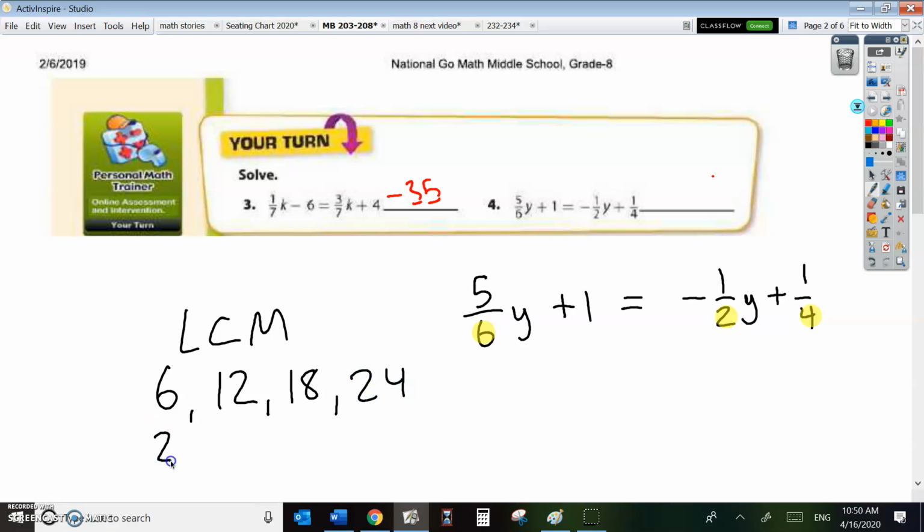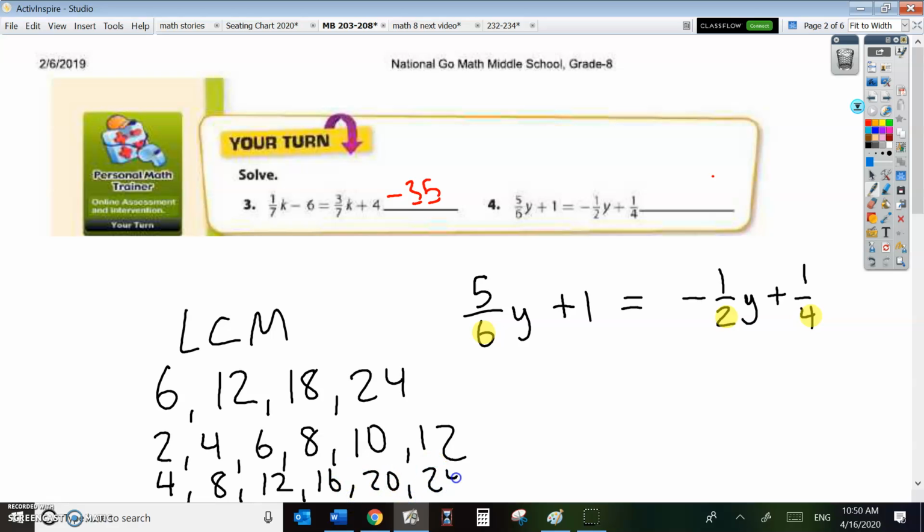Count by 2's. 2, 4, 6, 8, 10, 12, that should be enough. And count by 4's. 4, 8, 12, 16, 20, 24 should be enough. So which is the smallest number that all of them have in common? Looks like there's a 6 here and here, but not here. So 6 won't work. There's a 12 here, a 12 here, and a 12 here. So use 12.